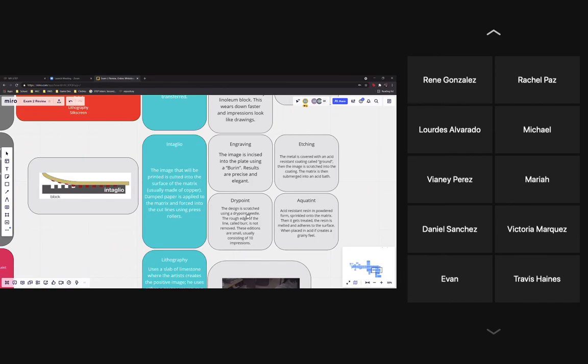That way, the drawing is not going to be as precise or mechanical as engraving, but it's going to look a little more natural.